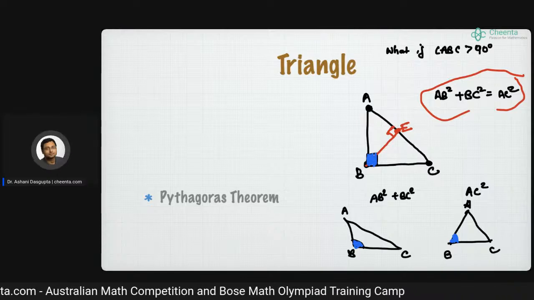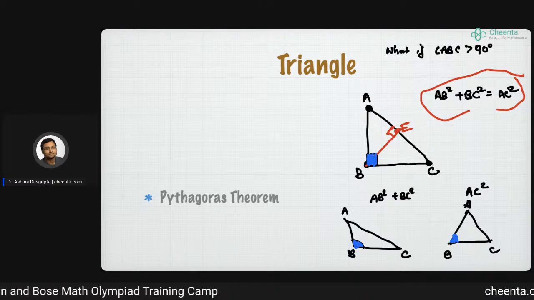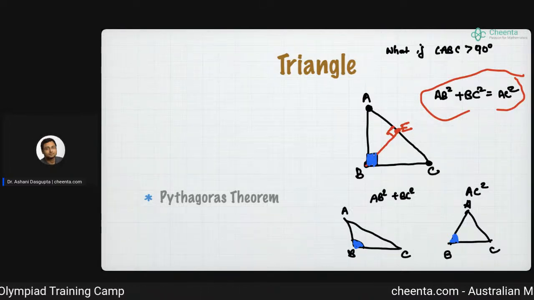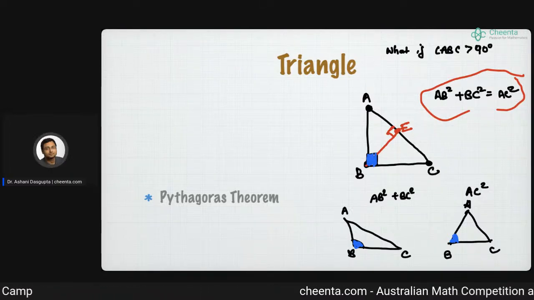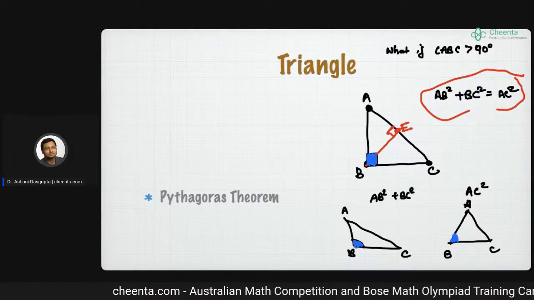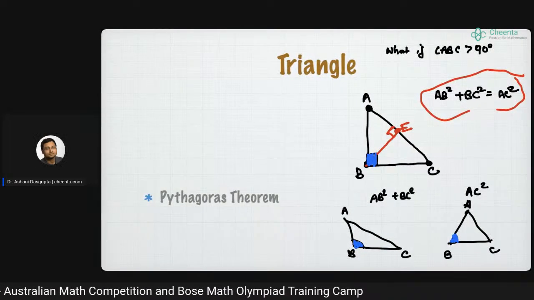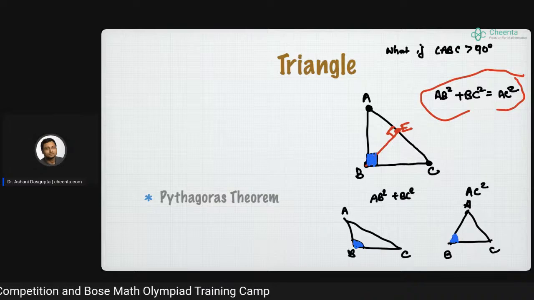So, sir, the reason can come from the proof of Pythagoras theorem only. Suppose we do that, and we can get that AB square plus BC square will always be greater than AC square. Like, I don't have a reason, but I've heard it.